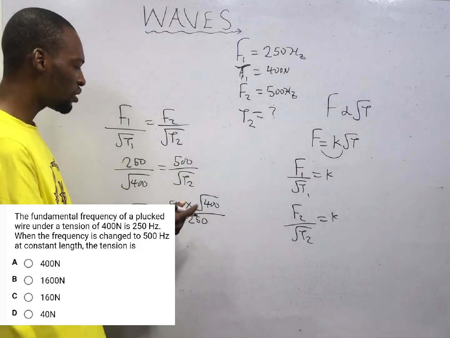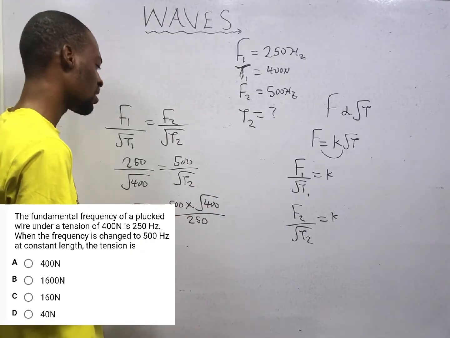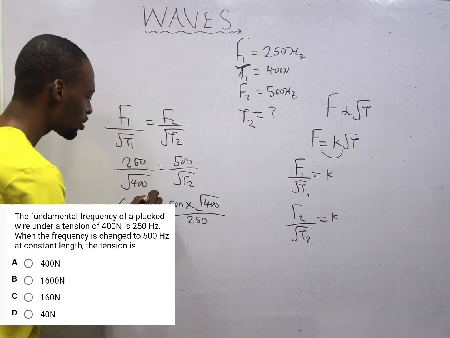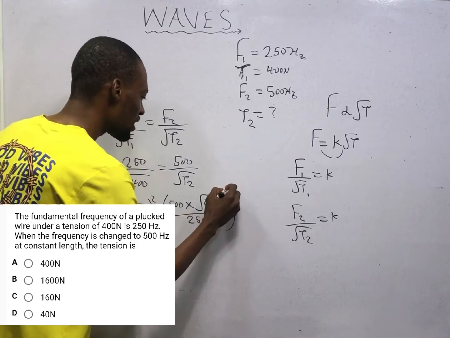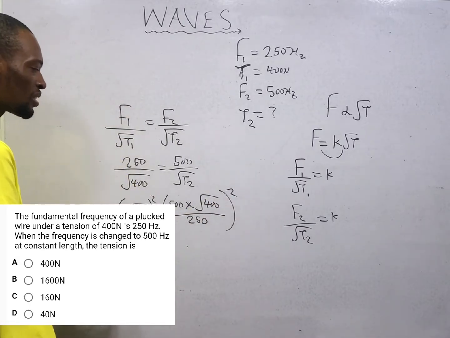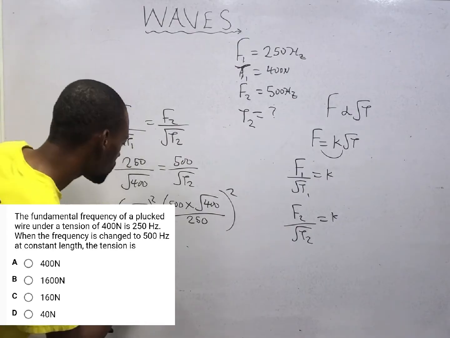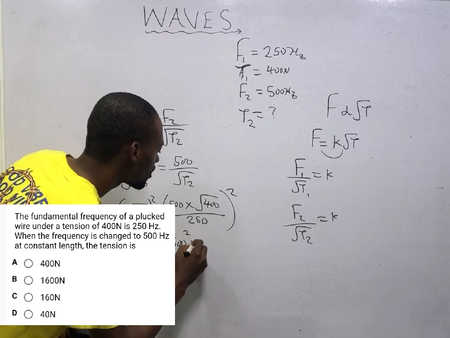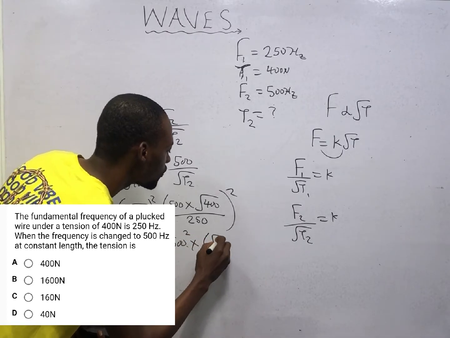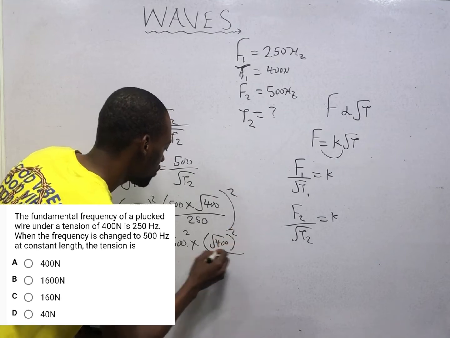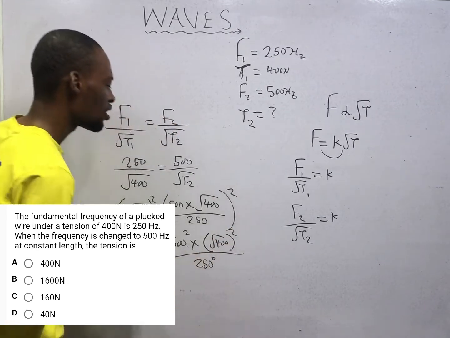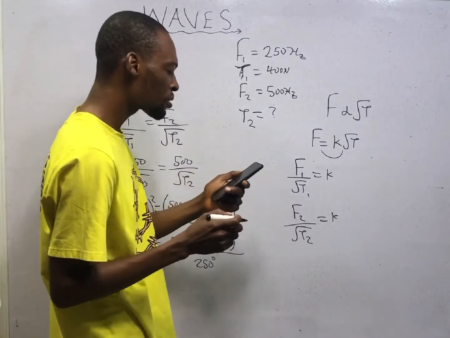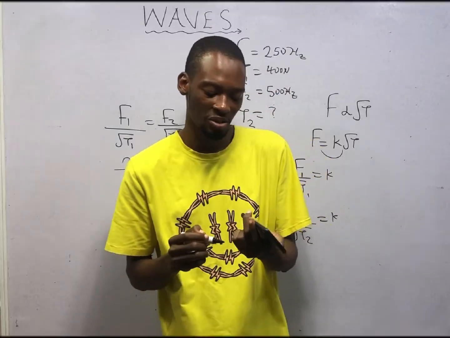Now, if you actually choose to break them down from here, it is fine. But if you are somebody who loves to have bulk work, you can simply say that the square root of this is the same thing as the square of this. So the square cancels the square root, then everything here is squared. This should simply give you T2 is equal to 500 squared times the square root of 400 squared over 250 squared. So solve this from here. You can choose to solve this the best way you wish. You should be able to get 1600 Newton.